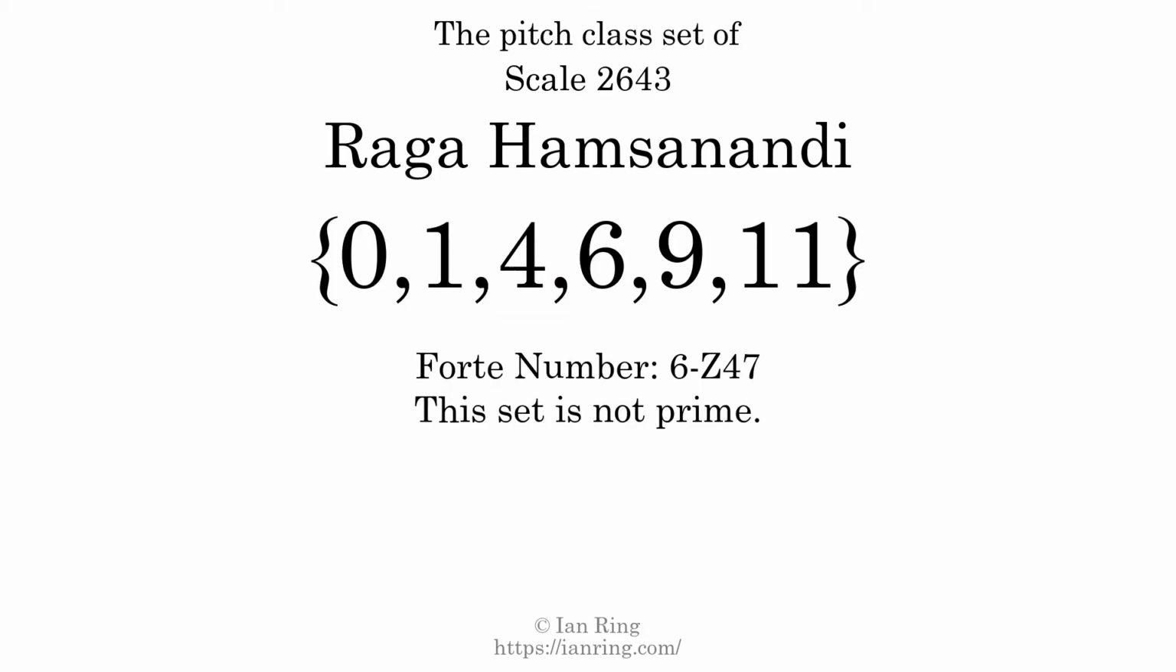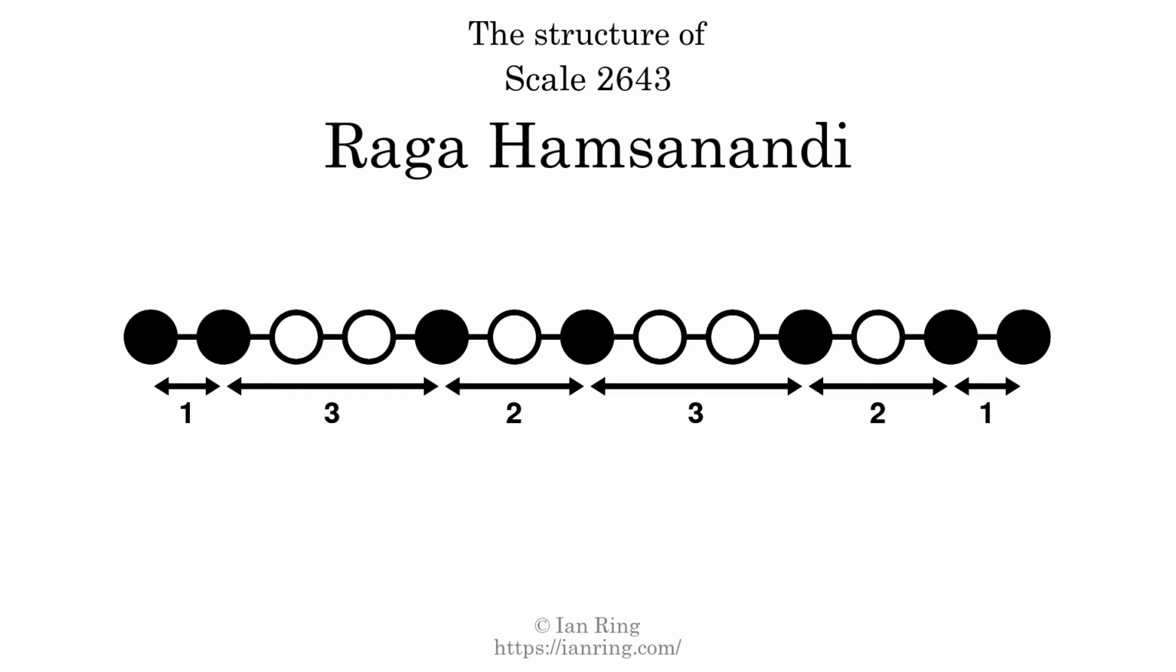The pitch class set for this scale is 0, 1, 4, 6, 9, 11. The forte class is 6Z47. This set is not prime. The structure of a scale is a description of the interval distance between each successive tone. This scale has a structure of 1-3-2-3-2-1.